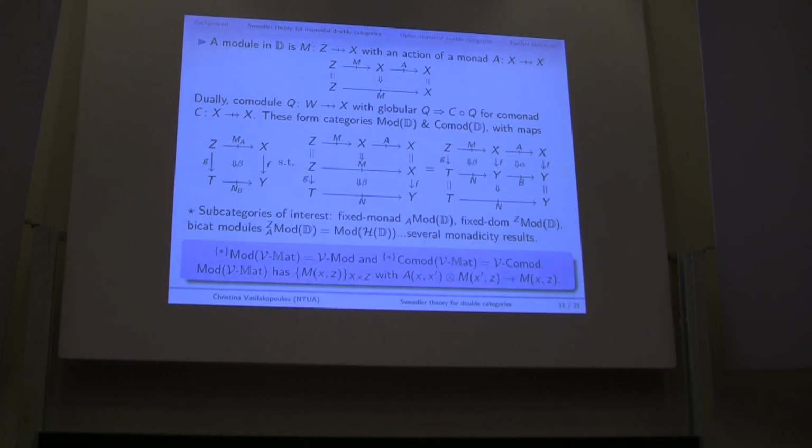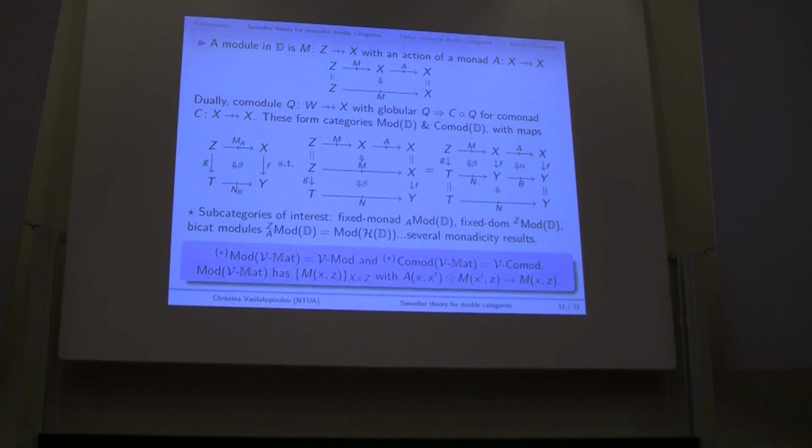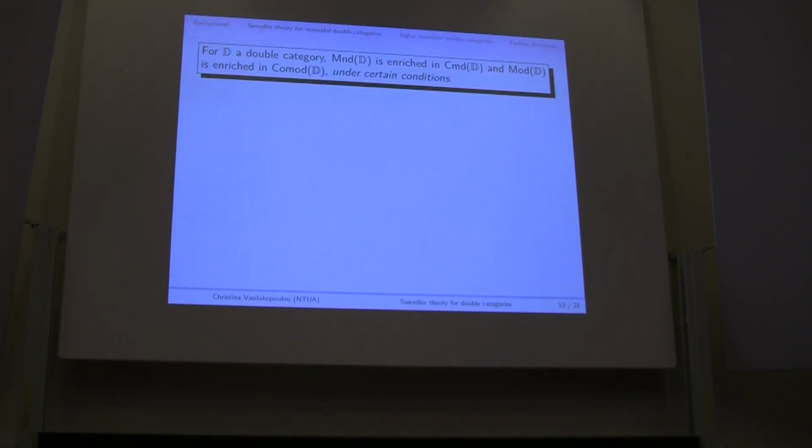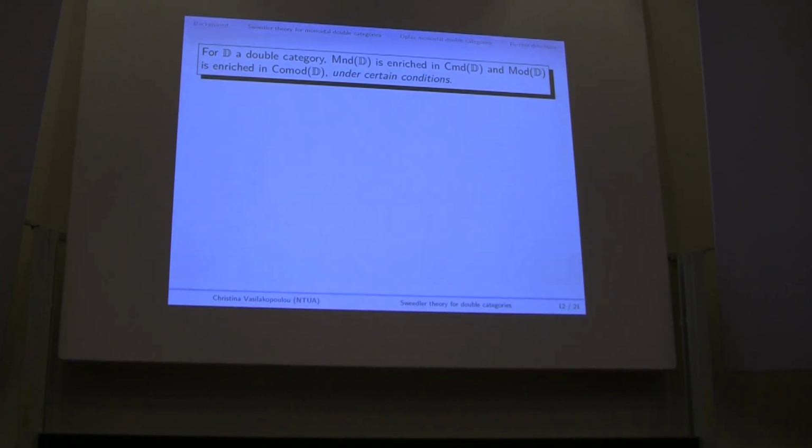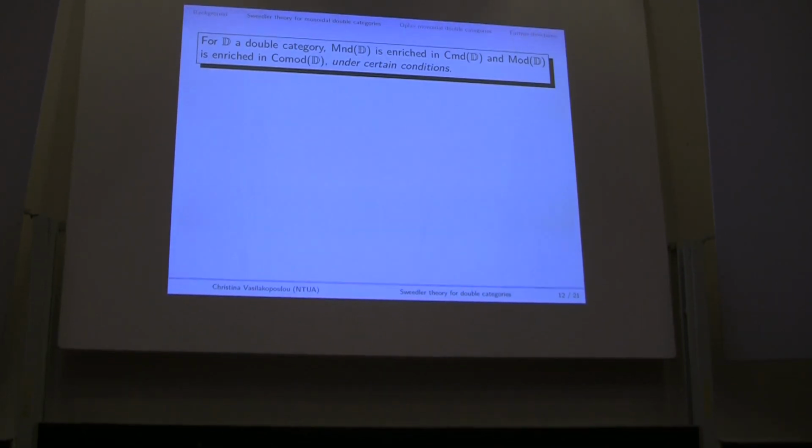Okay. Sweedler theory for monoidal double categories is the title of the talk, and this is the result that it's actually referring to. It is a direct generalization of what happened in the monoidal categories: that monads are enriched in comonads, and modules are enriched in comodules in double categories. And now the question is, before we had a fixed monoidal category V, and we said this needs to be braided, monoidal closed, and locally presentable.